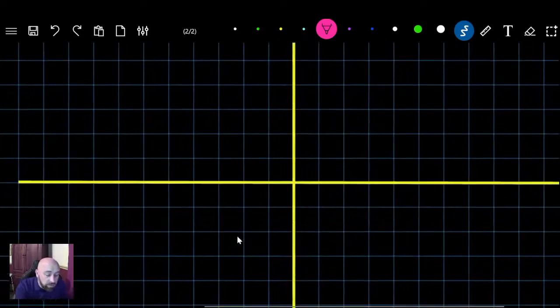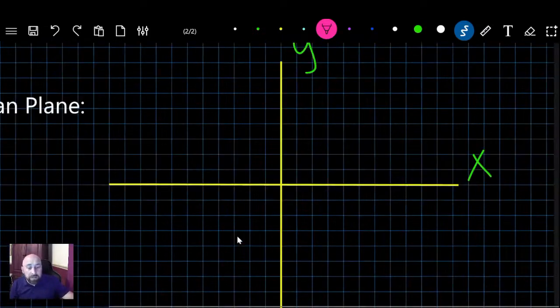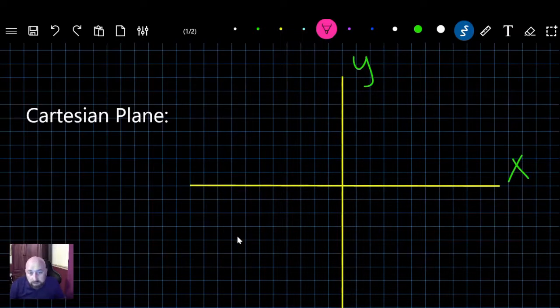But here's what each one of those things represents. Each one of these things represents a unit of measurement. 1 inch, 1 yard, 1 unit, whatever the unit is. Sometimes in pre-calc, we don't even talk about what the unit is. We just say that it's 1 unit.